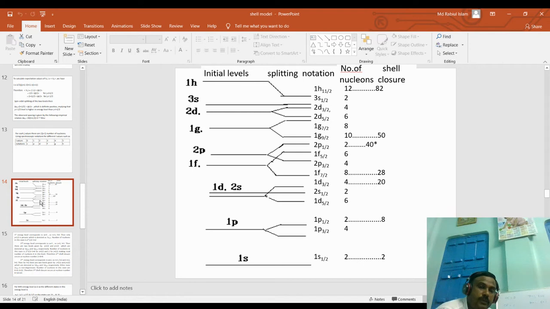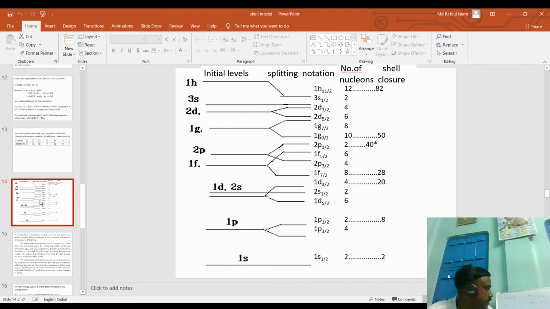So the total number of nucleons for 3 by 2 is 4, for half it is 2, for 5 by 2 it is 6. So the total number of nucleons is 12 here, and the previous shell closure value is 8. So the total shell closure is 20, which is the magic number. Now up to this it is fine. It agrees well. It can also be reproduced with the previous model when we do not consider the spin orbit interaction. But when we consider spin orbit interaction, the first three values are the same. Now the other magic numbers will be produced as follows.